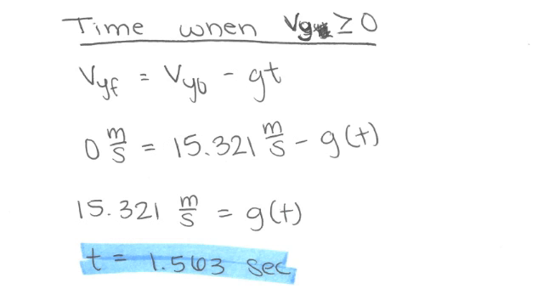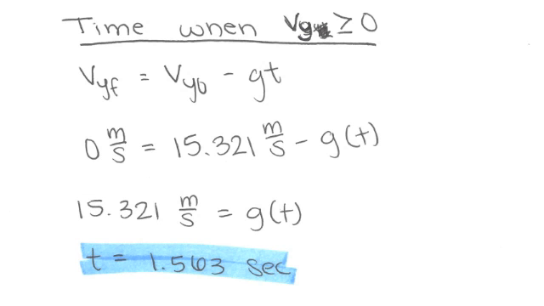Next, we need to find the time that it takes for the projectile to reach its maximum height. We know that the velocity at the peak is equal to 0, so we use the velocity equation in order to solve for time. So we can plug in the values that we've already found. We know that the initial velocity in the y direction is equal to 15.321 meters per second, and g is equal to 9.8 meters per second squared.